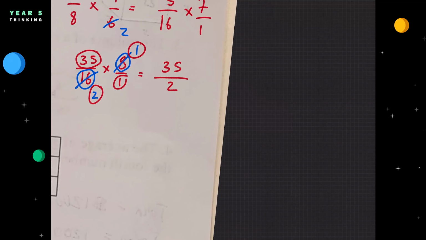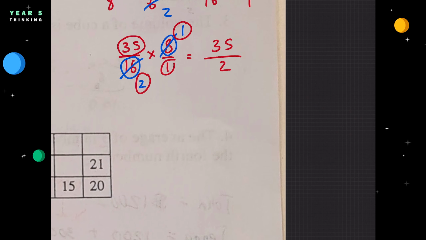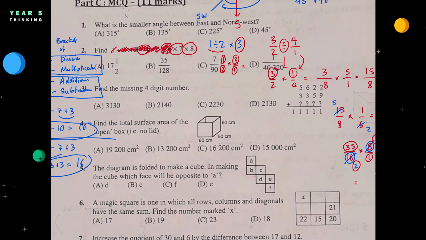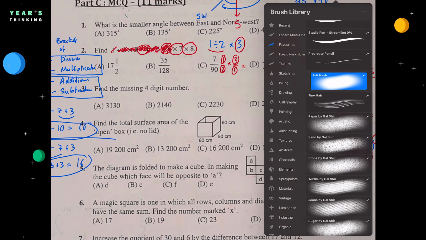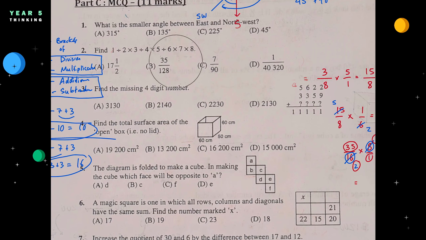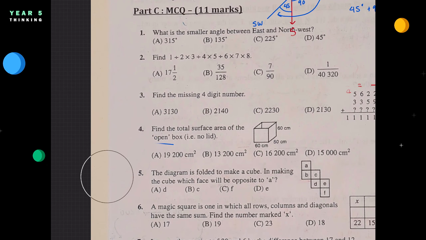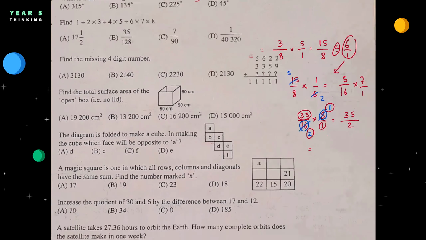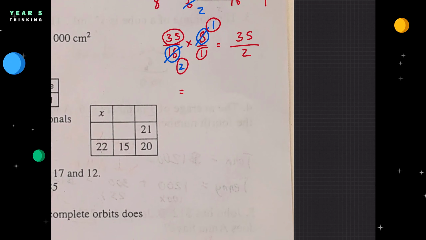Now 35 over 2 is an improper fraction, so let's change it into a mixed numeral, because I don't see 35 over 2 in the answers. So let me just rub it out here. This rubber's a bit too small, let's change it to a bigger one. Let's get rid of this as well, actually. A bit messy. So I don't see 35 on 2 here, so let's change this into a mixed numeral.